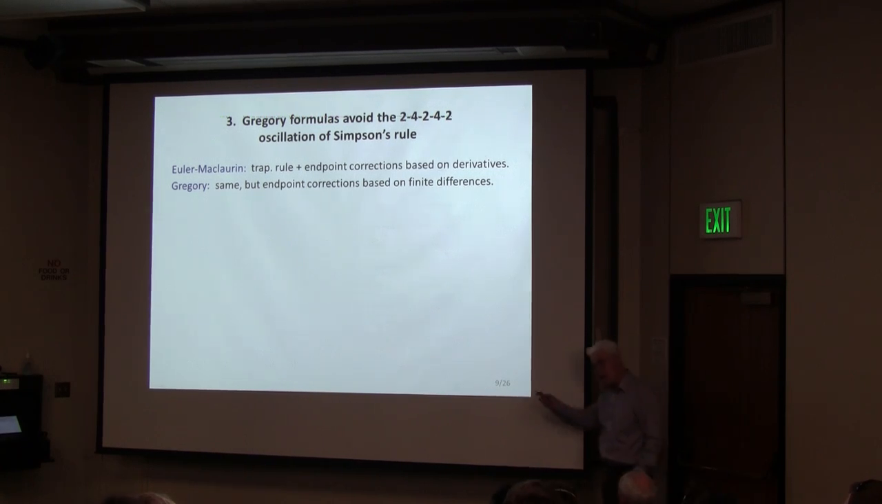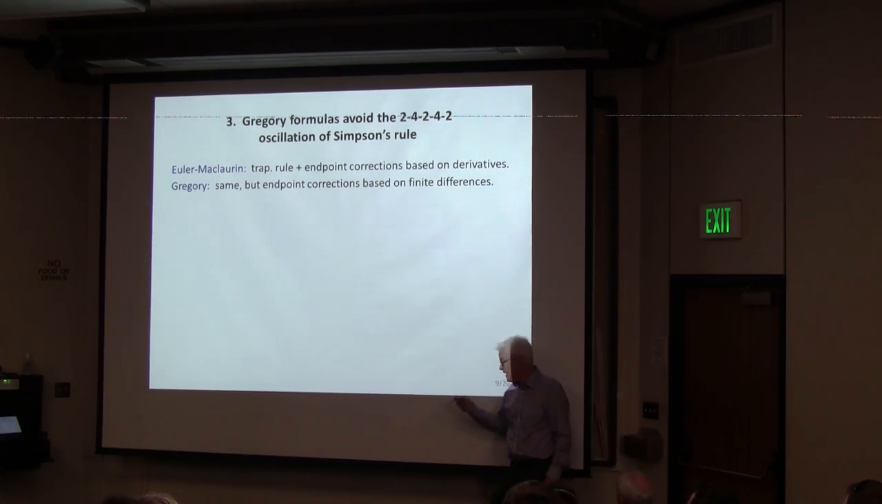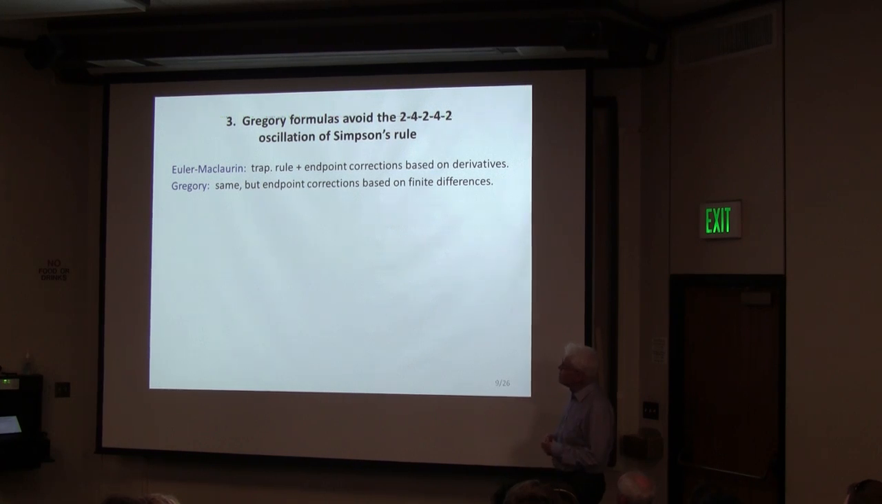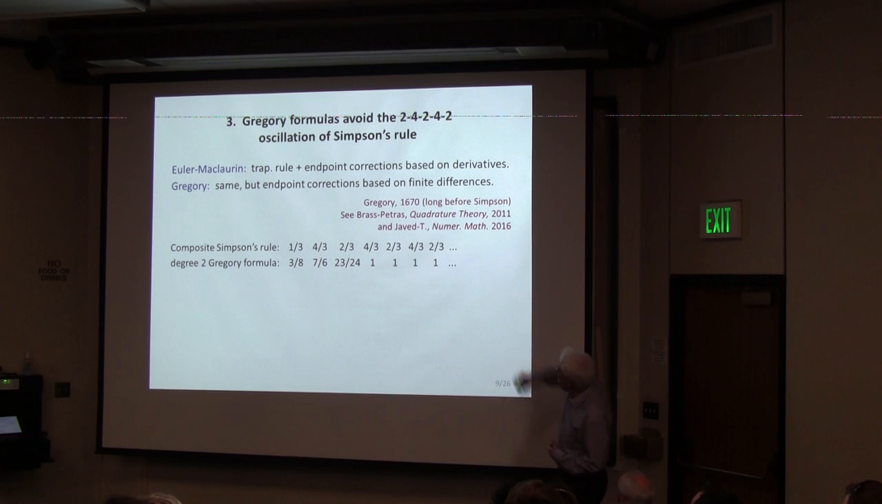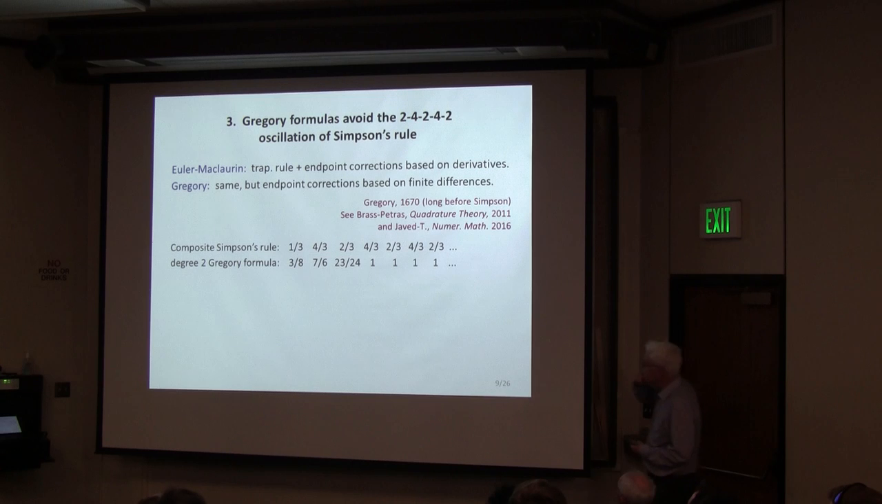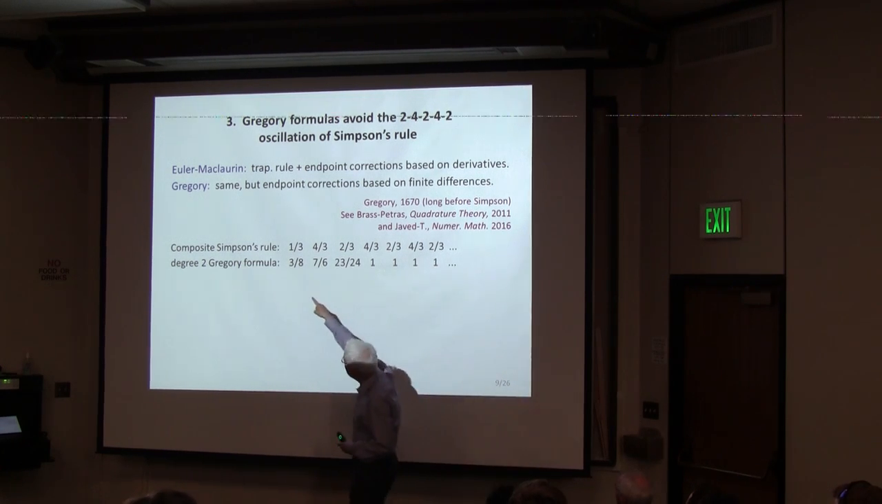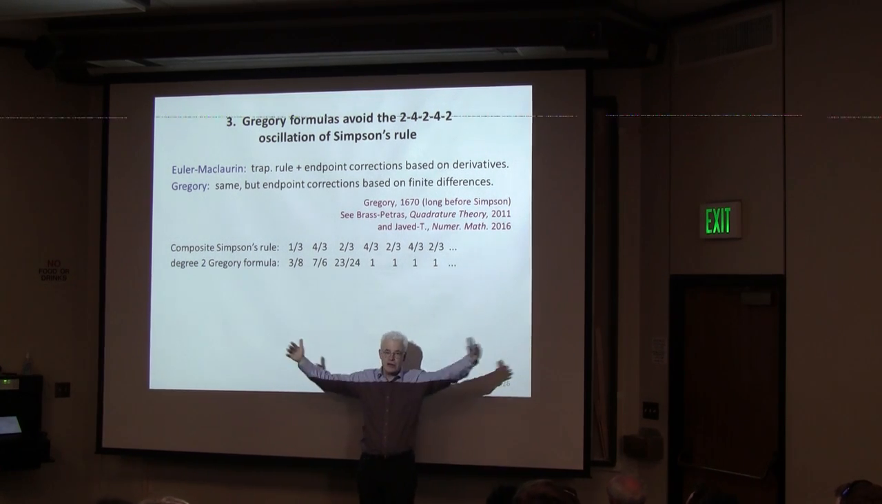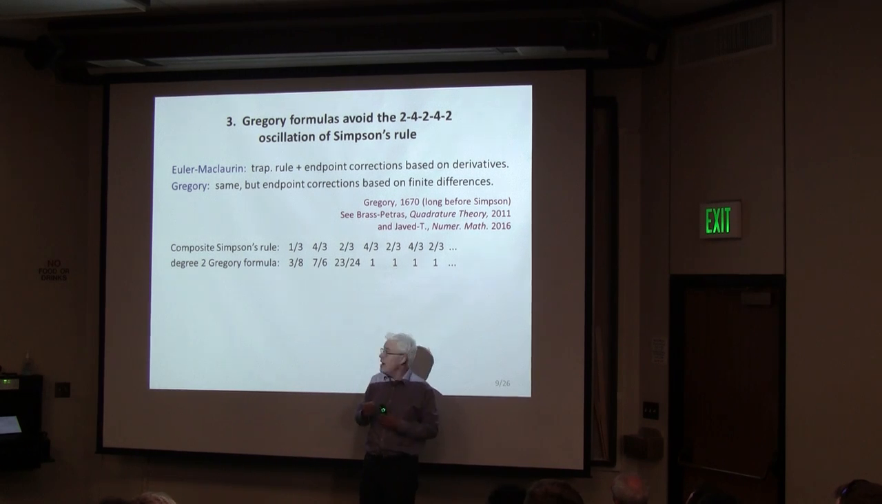And the reason for that is just the way Poisson didn't know complex analysis, Gregory didn't know calculus because it hadn't quite been invented yet. This was 1670, more or less when Newton was busy inventing calculus. And here are the formulas. So imagine a long string of equal samples.